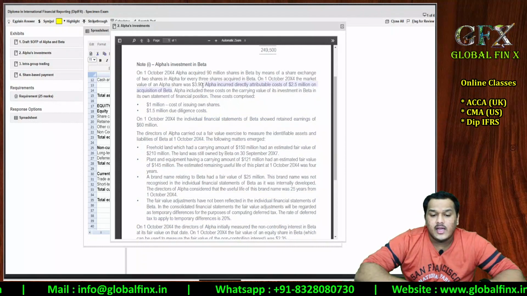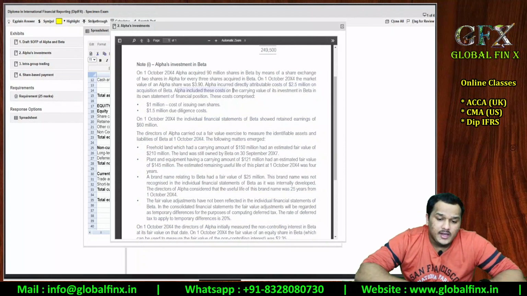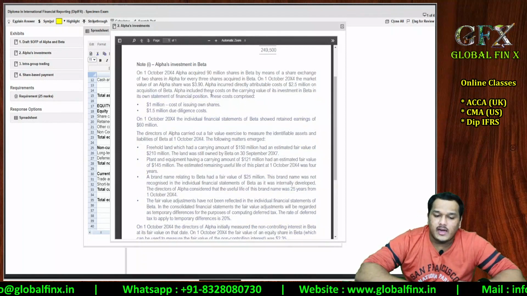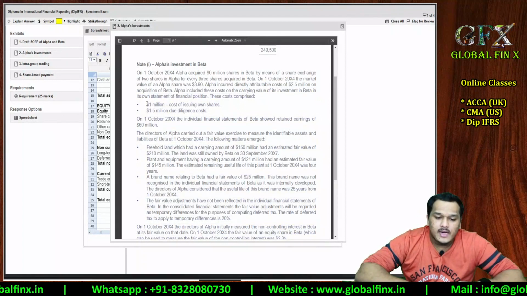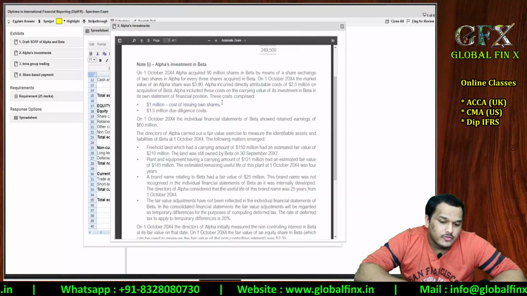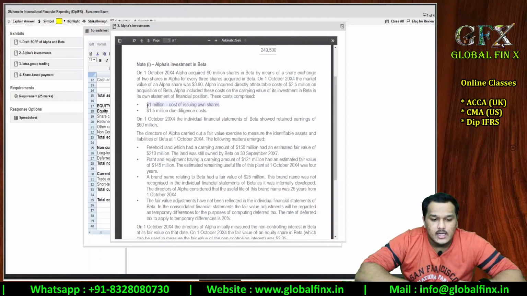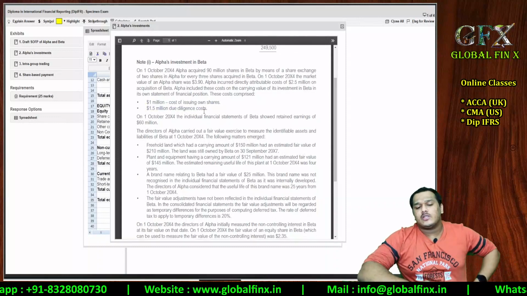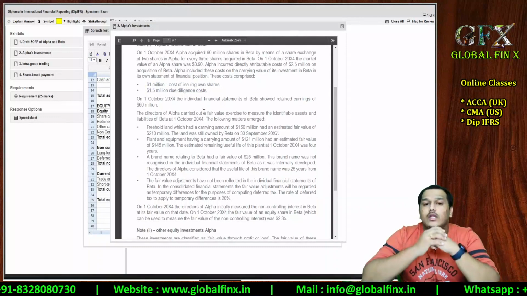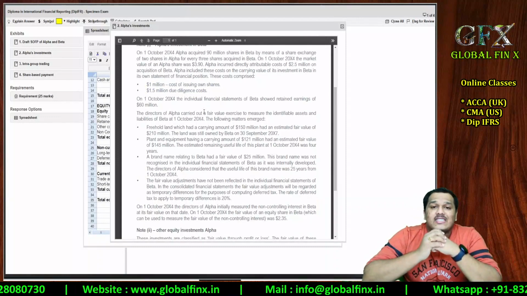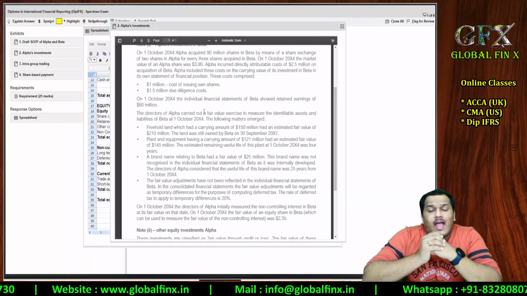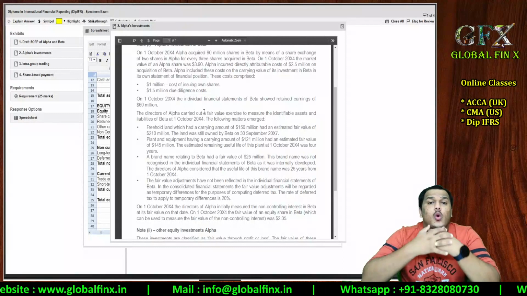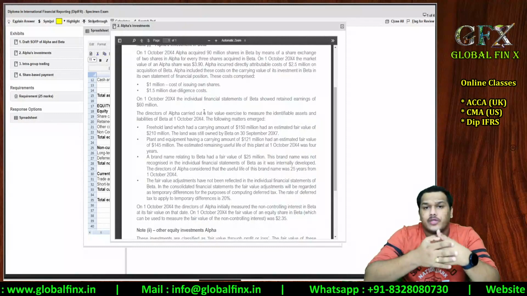Okay, this is a key area, so let's just discuss that. Alpha included these costs in the carrying value of its investments in beta in its own statement of financial position. These costs comprised 1 million, which is the cost of issuing own company shares, and then 1.5 million of due diligence cost. Let's talk about this for a moment. Alpha has acquired the shares of beta, and while acquiring the shares of beta, Alpha has issued its own shares in the ratio of 2:3.